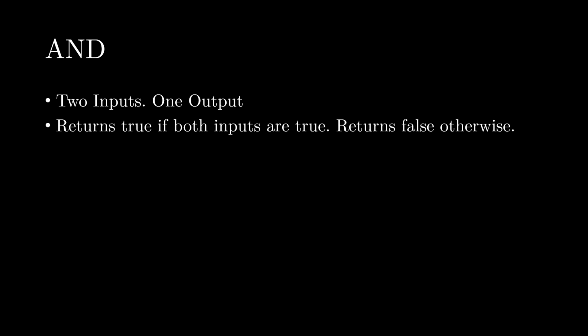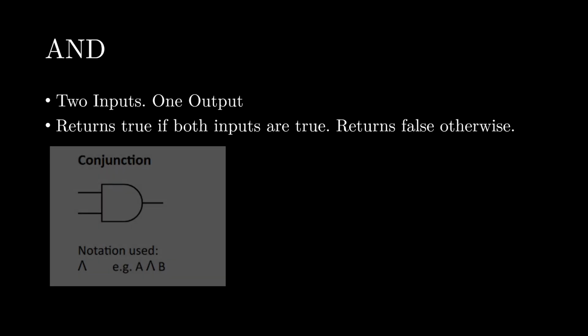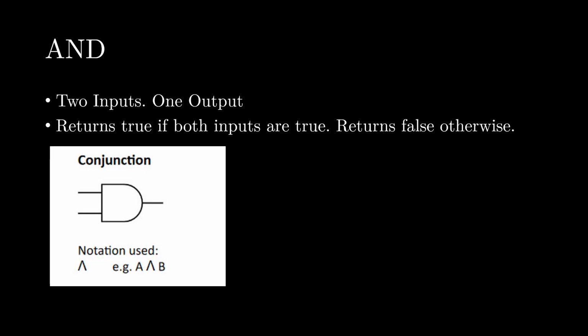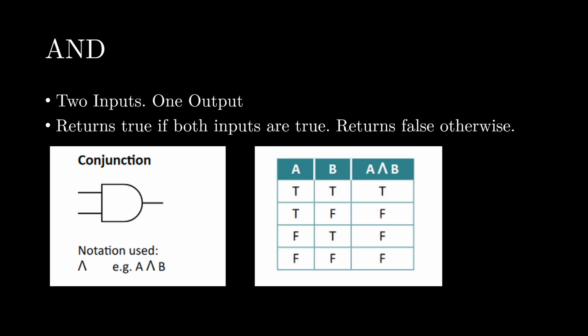Now onto the AND gate. The AND gate takes two inputs, well, a minimum of two inputs, and it has one output. The AND operation just returns true if both the inputs are true, and returns false otherwise. This is what the gate looks like. It kind of looks like a capital D, and the notation is like an upwards arrow. And here's the truth table. In this case, the inputs are represented with the letters A and B. If both A and B are true, then we have an output of true. Otherwise, it's false for the rest.